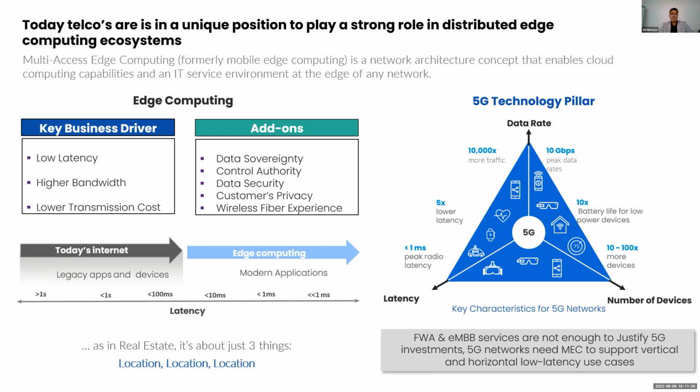We should have seamless behavior. Talking about the key business drivers for edge computing, for sure, it's low latency. Other key drivers include higher bandwidth and lower transmission cost. In order to achieve these key business drivers, there are some add-on benefits that we'll get out of it. That includes data sovereignty, control authority, data security, customers' privacy, and wireless fiber experience. These are the add-ons that will help us in paving our way towards 5G private network. And I will be discussing this in my upcoming slides.